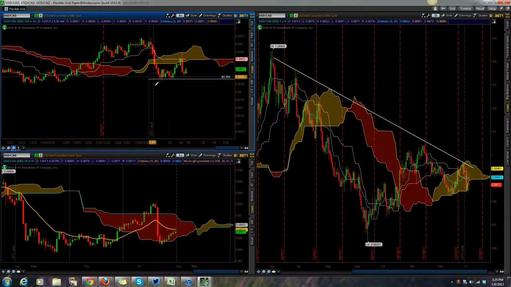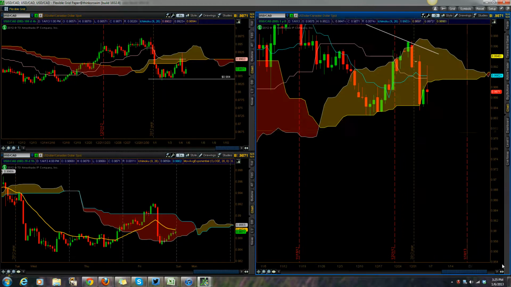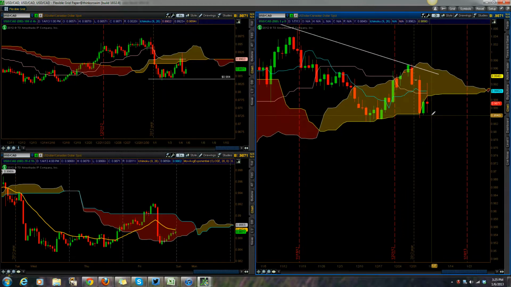So if we break below this support, where the market has been holding dollar CAD, then all indications should be leaning towards a sell-off in dollar CAD, and we could confirm it with the daily chart, because 0.9840 will be below this thick bullish cloud. All right, so let's keep our eyes on dollar CAD.